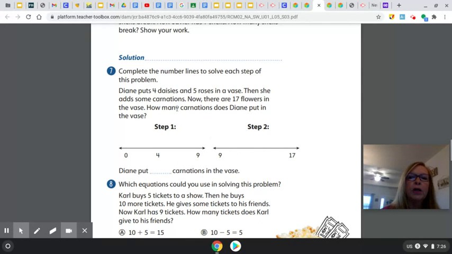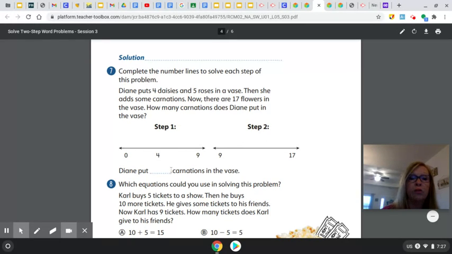Then our next phase is complete the number line to solve this problem. So Diane puts 4 daisies and 5 roses in a vase. So here's our 4, here's step 1, and then if we do 5 more, we end up at 9. Then she adds some carnations. Now there are 17 flowers in the vase. How many carnations? Well, again, you might want to draw this. I don't think it'll let you type the numbers in, but you are going to count how many jumps it takes to get to that number 17. That's how many carnations. And then you type that answer there.